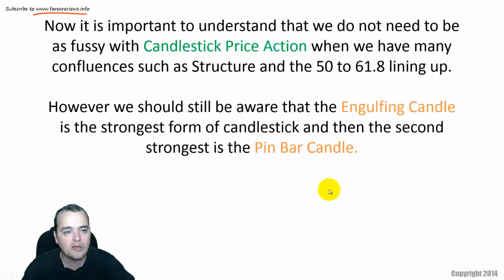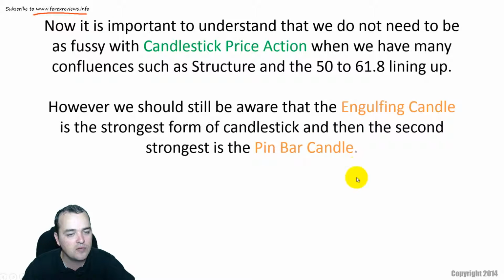Okay. Now it's important to understand that we do not need to be as fussy with candlestick price action when we have many confluences such as structure and the 50 to 61.8 Fibonacci retracement tool lining up. However, we should still be aware that the engulfing candle is the strongest form of candlestick price action, and then the second strongest is the pin bar candle.